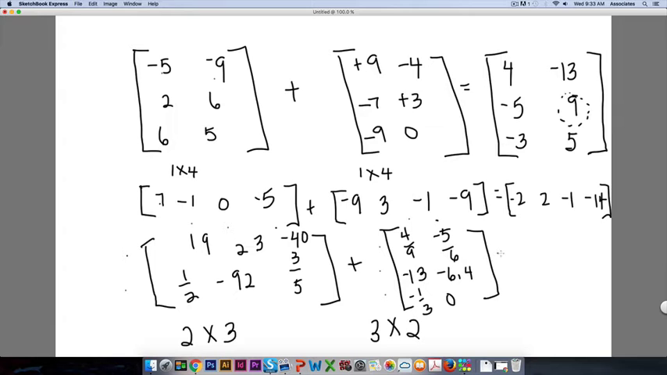They're not the same size, so this addition is not possible. You can't do it because they're not the same size. Because if you added 19 and 4/9 and then added 23 and negative 5/6, you have nothing for the negative 40 to add to. So be very careful to check to make sure that your dimensions are the same before you try to add or subtract them. All right, let's clear this off.